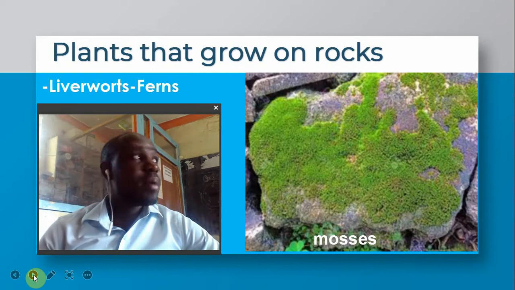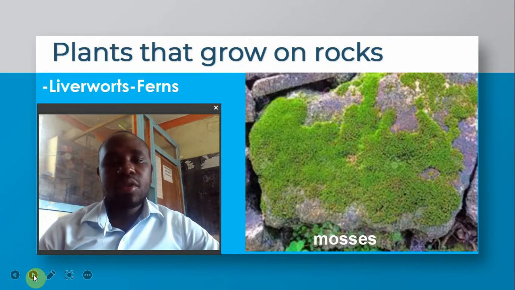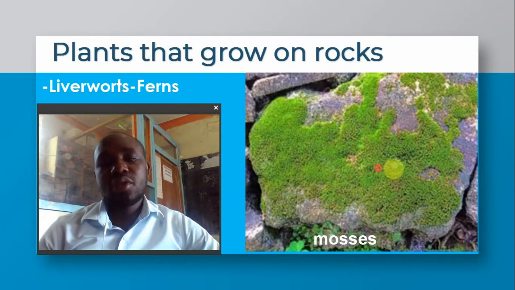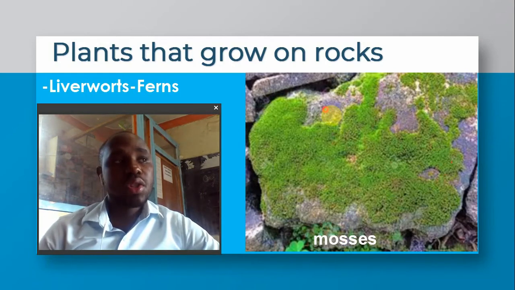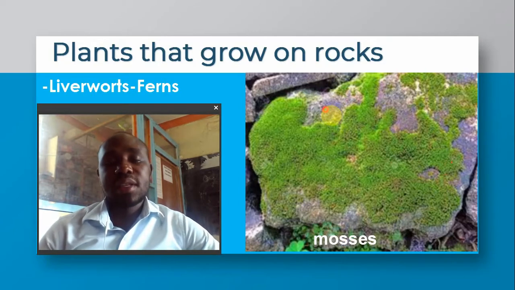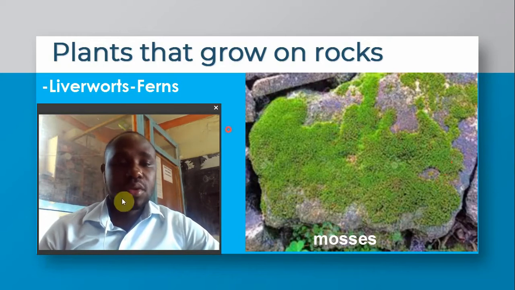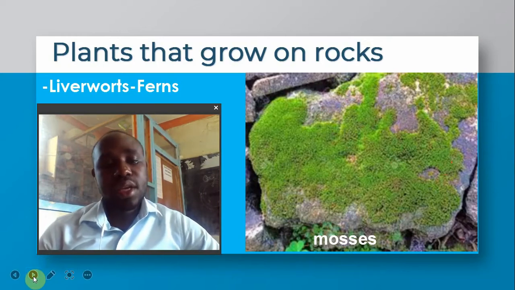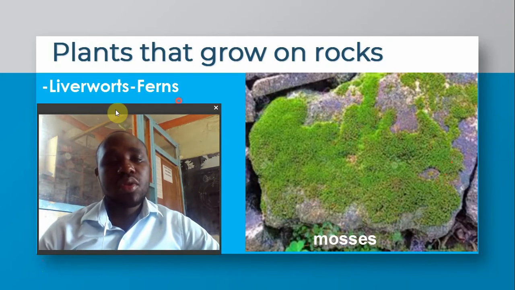We have also got some plants which grow on rocks. To give an example, we have got some liverworts, ferns, and mosses. What do we mean by rocks? A rock can be in the form of a stone. Very big stones are called rocks, and some plants come and grow on those stones. They don't mind, as long as the place has some little water and dampness, it will always grow well. So plants which grow on rocks are liverworts, ferns, and mosses.